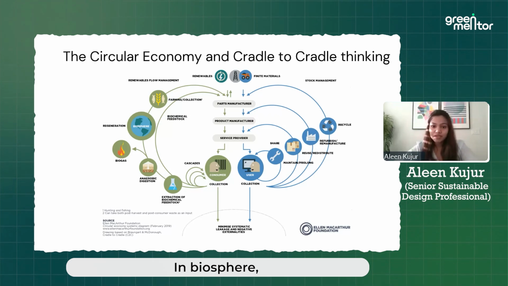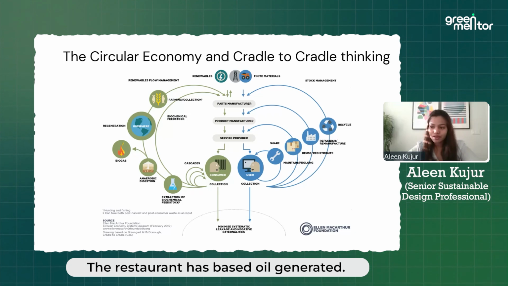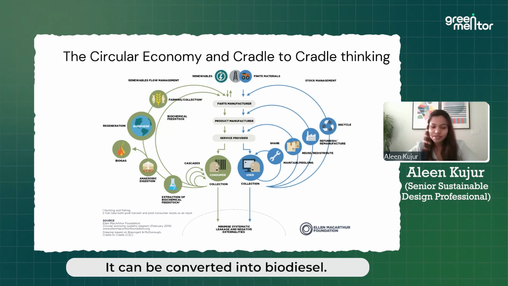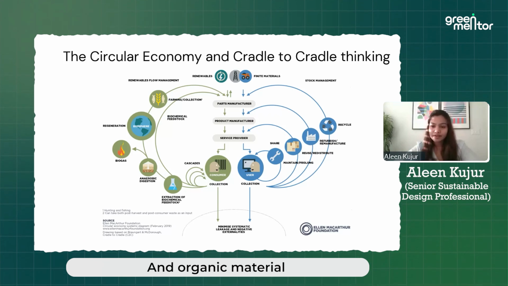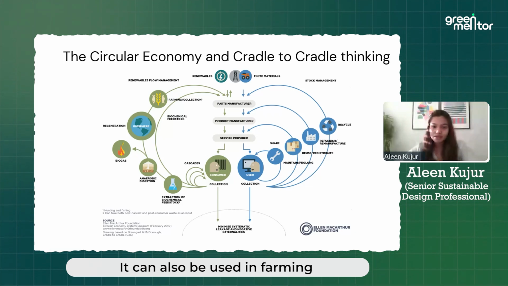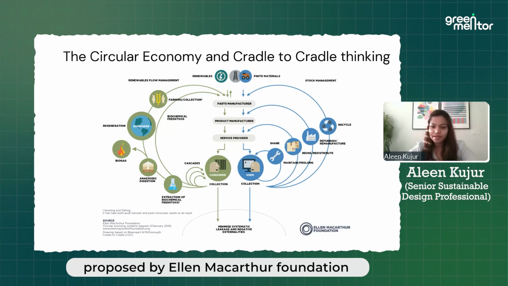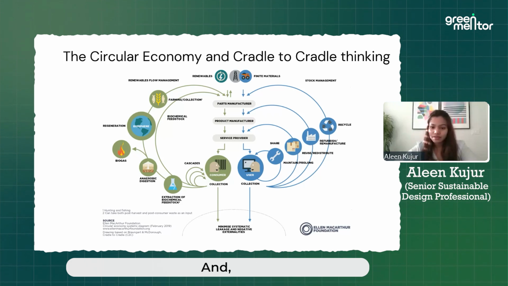In the biosphere, you can extract it as a feedstock. For example, if a restaurant has waste oil generated, it can be converted into biodiesel. And organic material can be sent for anaerobic digestion and used for producing biogas. It can also be used in farming by converting it to manure. So this is a basic principle and one of the tools for circularity proposed by the Ellen MacArthur Foundation, and it is one of the most widely used ones.